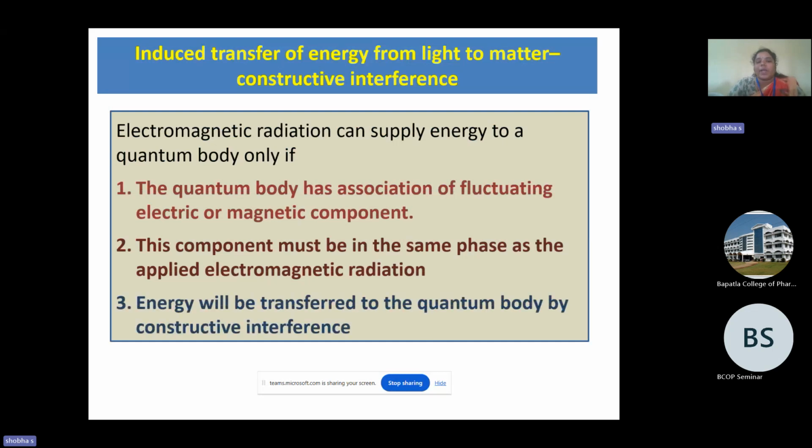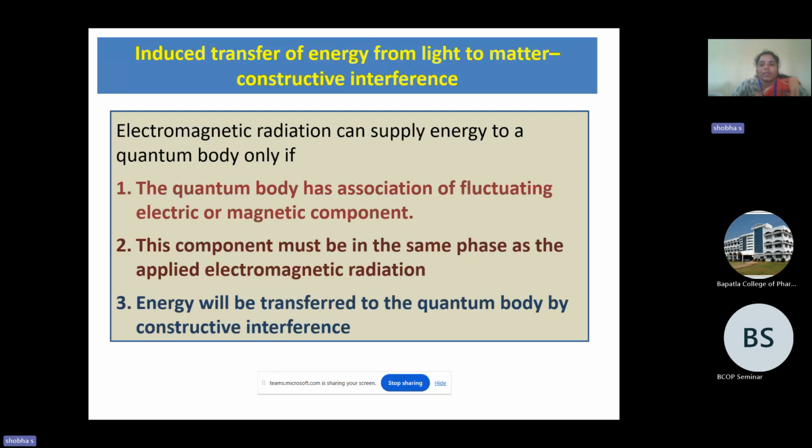First, whatever electromagnetic radiation we provide supplies energy to the quantum body. When required, the quantum body has an association with fluctuating electric and magnetic components in the same phase as the applied electromagnetic radiation. We may give it in the form of UV, in the form of visible rays, or IR. Ultimately, they will absorb it.